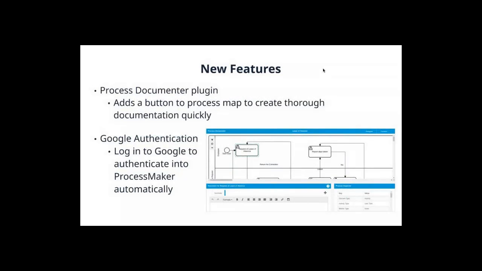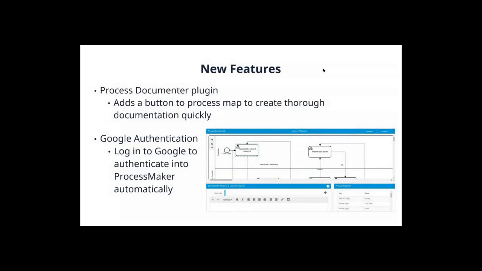One of our biggest new features is the Process Documenter plugin. All you simply need to do is press a button on your process map to start creating your documentation. And then after that, all you need to do is click on each process element to add documentation that will automatically generate a complete polished document to download and share with your colleagues.